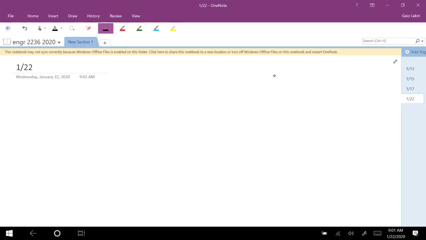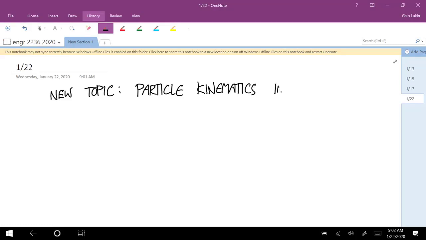So last time we finished talking about the mathematical stuff that we need. And now we're going on to the first kind of dynamics topic. So our new topic, our first topic, is particle kinematics in non-rotating coordinate systems.